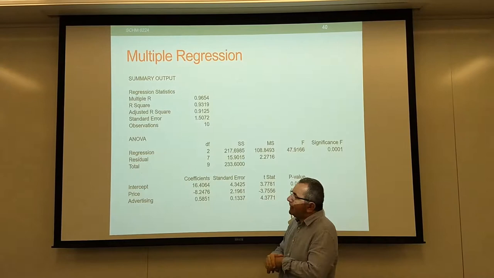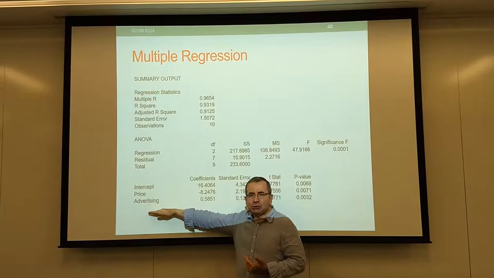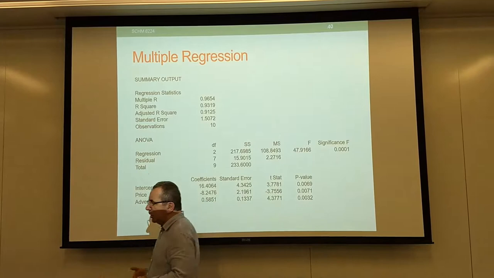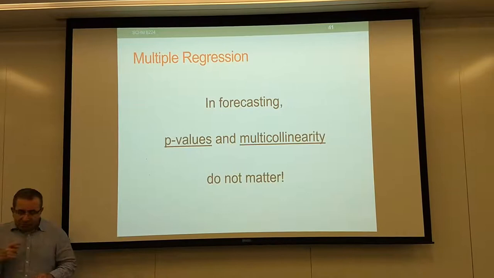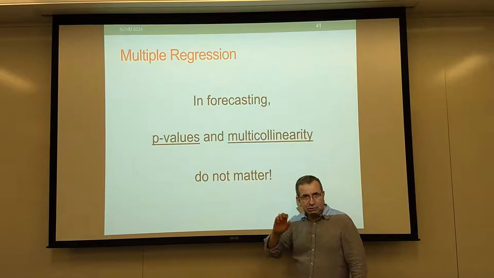So this is an example of multiple regression. You can have more explanatory variables. You could say, okay, how many stores do I have, and holidays, etc., competitors' prices. So this is an example of multiple regression. p-values and multicollinearity are very important in statistics. However, in forecasting, they don't matter. So you can rest assured.